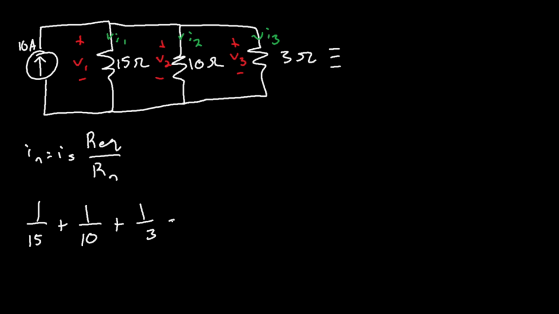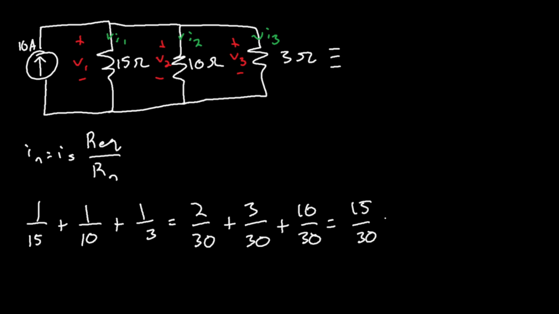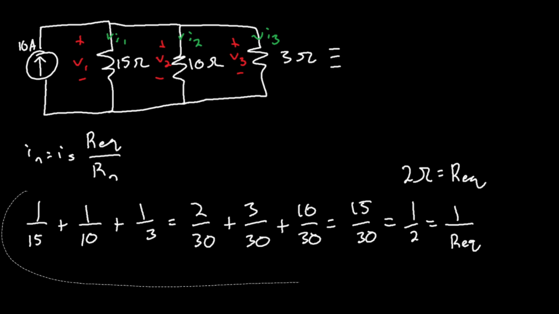So, 1 over 15 plus 1 over 10 plus 1 over 3, and this is equal to 2 over 30 plus 3 over 30 plus 10 over 30, which is equal to 15 over 30, which is equal to 1/2. Now remember, this 1/2 is equal to 1 over Req. So if we take the reciprocal of both sides, you flip them over, so you get 2 ohms is equal to Req.